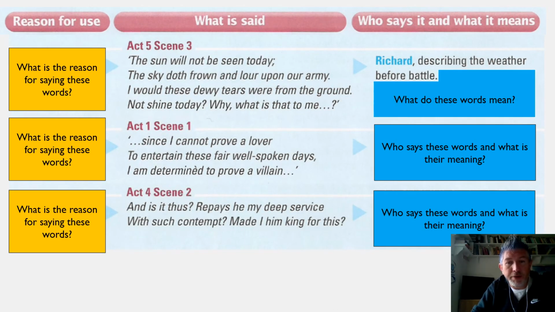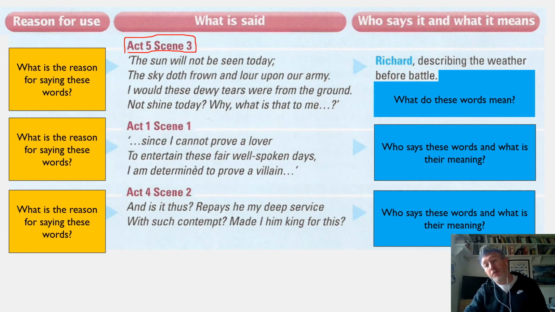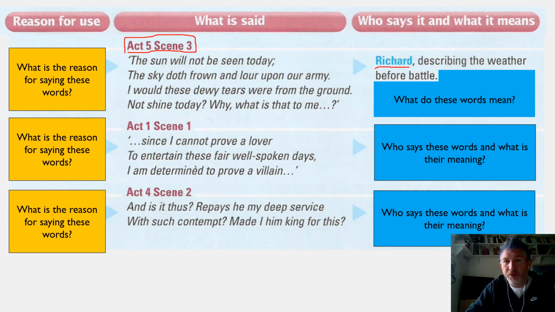So we've now got Act 5, Scene 3. There's that third one today. "The sun will not be seen today. The sky doth frown and lower upon our army. I would these dewy tears were from the ground, not shine today. Why, what is that to me?" Now, this quotation was not in the film version. It was cut out. So that's why I've told you here who says it, and it's Richard. And what he's doing is describing the weather before the battle.